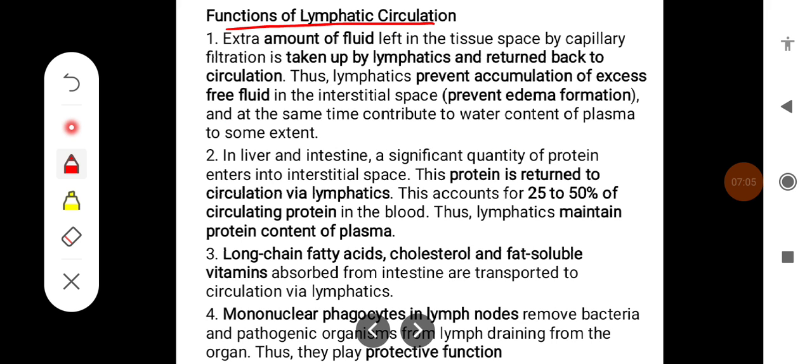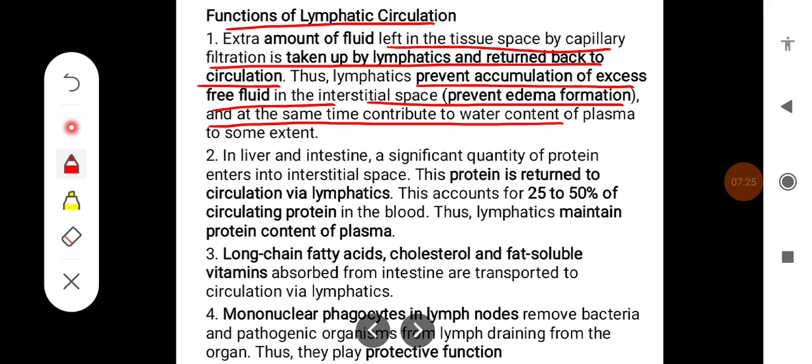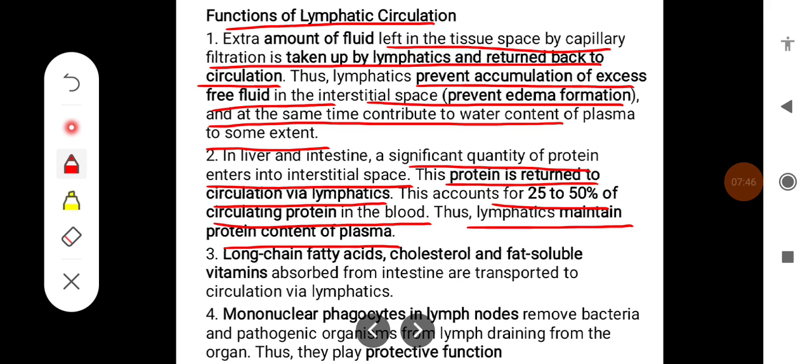Coming to functions of lymphatic circulation, the extra amount of fluid left in the tissue space by capillary filtration is taken up by the lymphatics and returned to the circulation. Thus, lymphatics prevent accumulation of excess free fluid in the interstitial space. They prevent formation of edema, and at the same time contribute to the water content of plasma to some extent. In the liver and intestine, a significant quantity of protein enters into the interstitial space. This protein is returned to the circulation via lymphatics. This accounts for 25 to 50% of the circulating protein in the blood. Thus, lymphatics maintain the protein content of plasma.